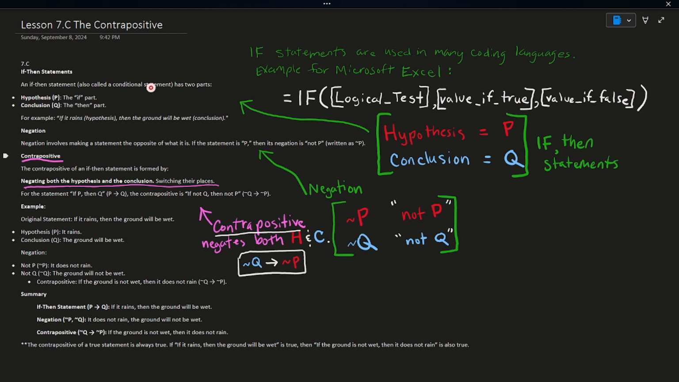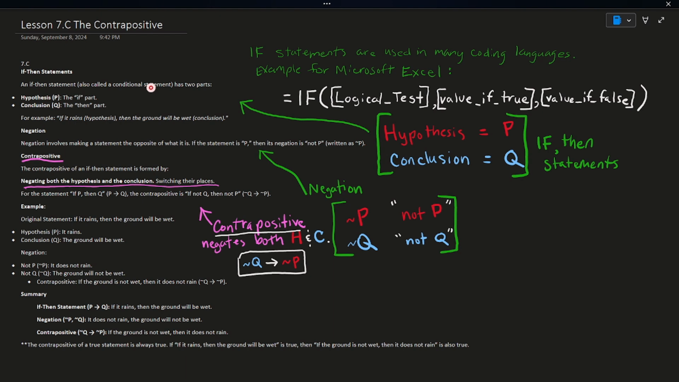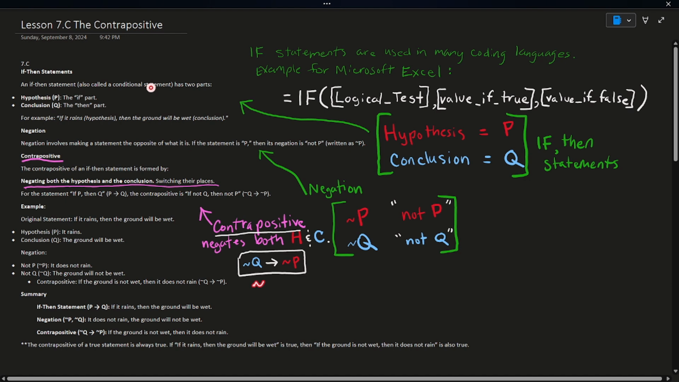Let's talk about the contrapositive. You can see I did purple for contrapositive. The contrapositive of an if-then statement is formed by negating both the hypothesis and the conclusion, switching their places basically. So if P, then Q, we'll reverse that, and you'll have if not Q, then not P. So it's basically your if-then in reverse, and both negated with a not symbol.